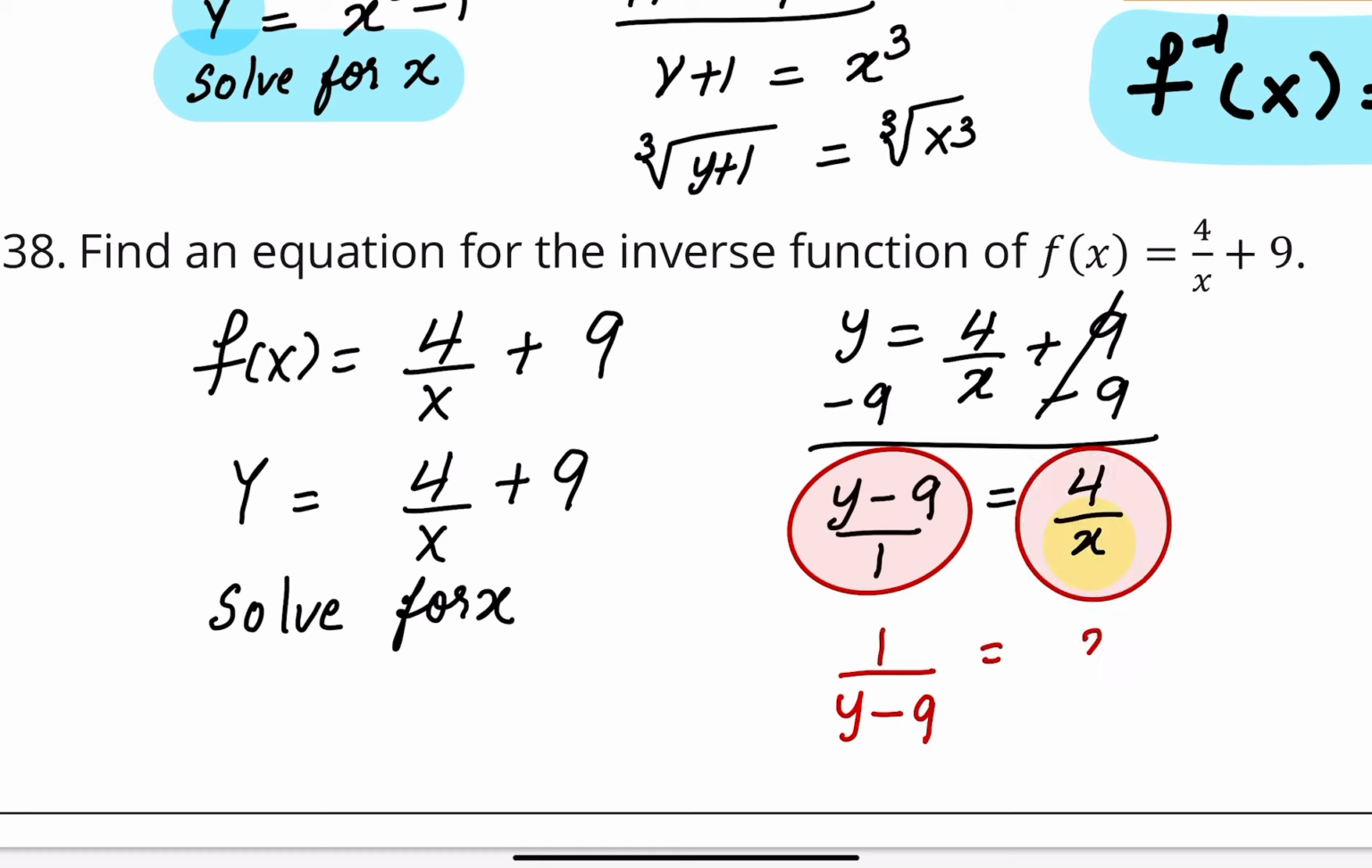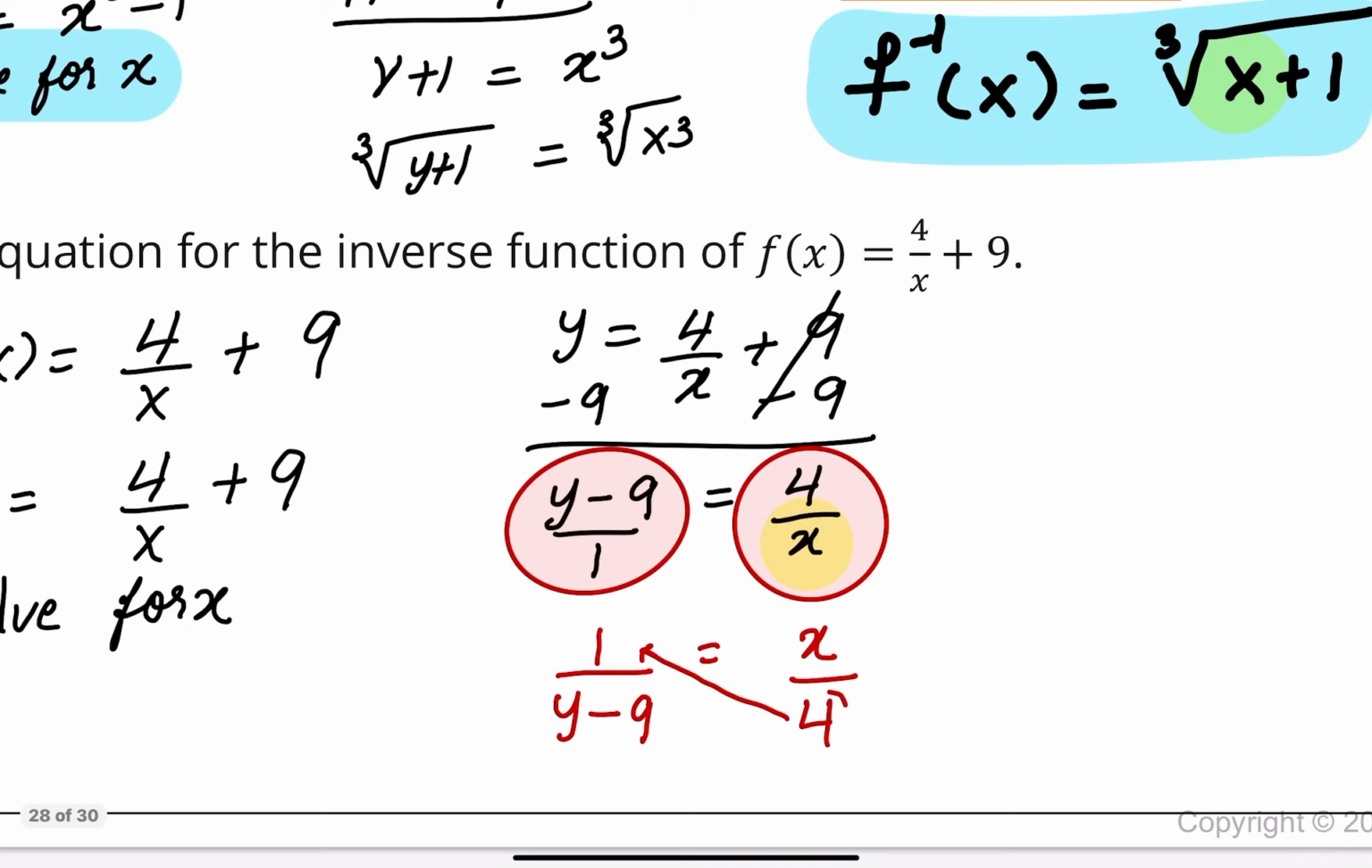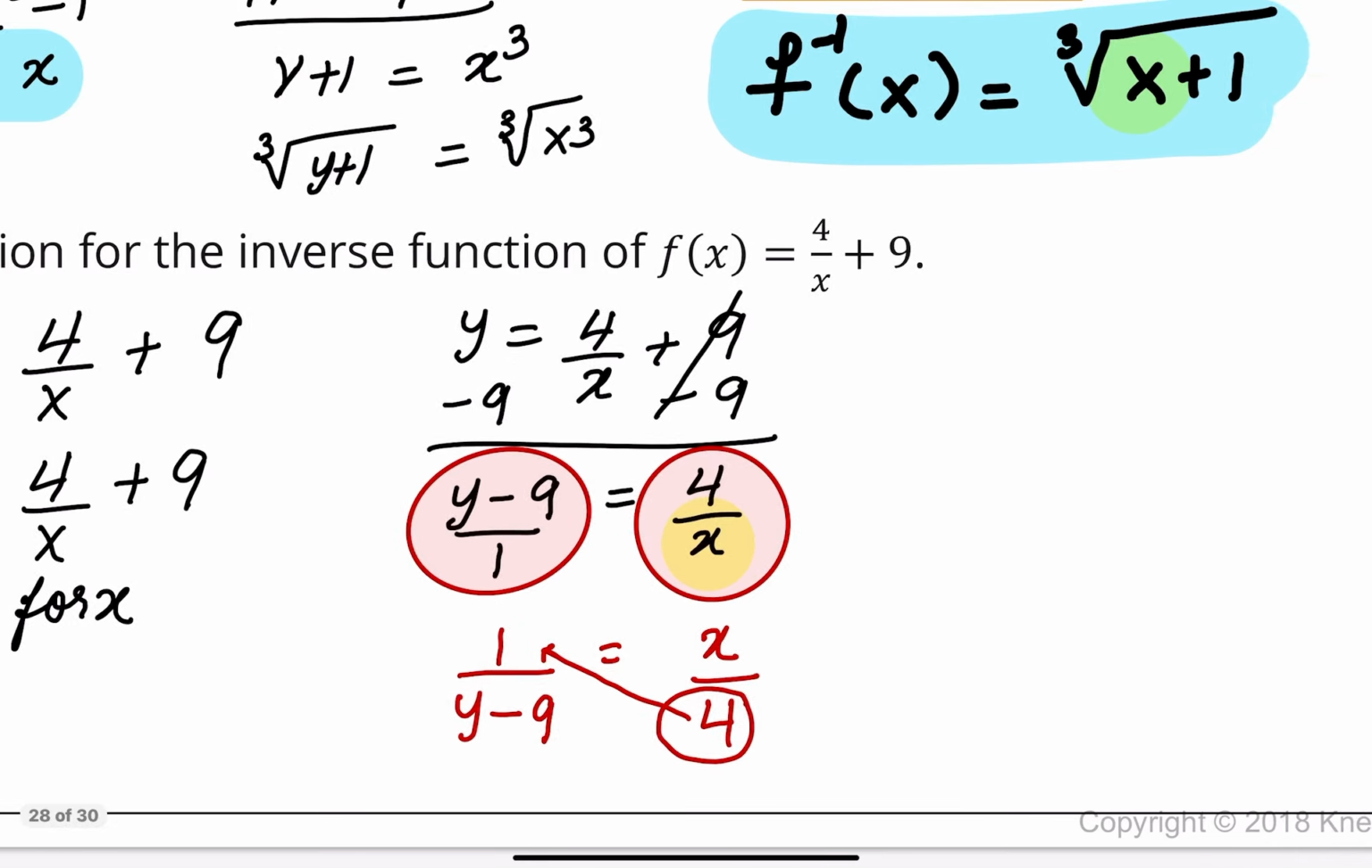And what is this going to be? X over 4. And now, as you can see, your x is on top, and all you have to do is simply cross multiply. I'm going to make sure my 4 goes from here to here. So let me multiply, it's going to be 4 over y minus 9 is equal to x.